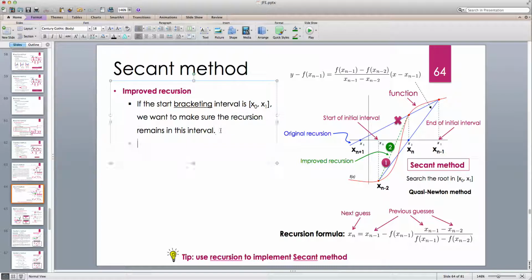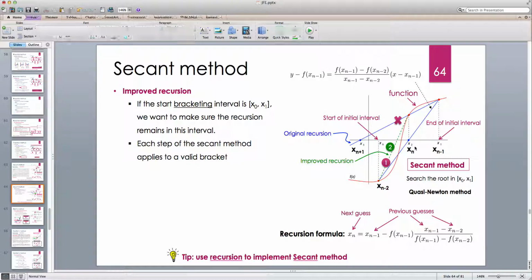So each time, in fact each step of the secant method applies to a valid bracket. That's the point, right? Because here xn minus 1 and xn is not a valid bracket. But we already know that the xn is guaranteed to be between xn minus 2 and xn minus 1.